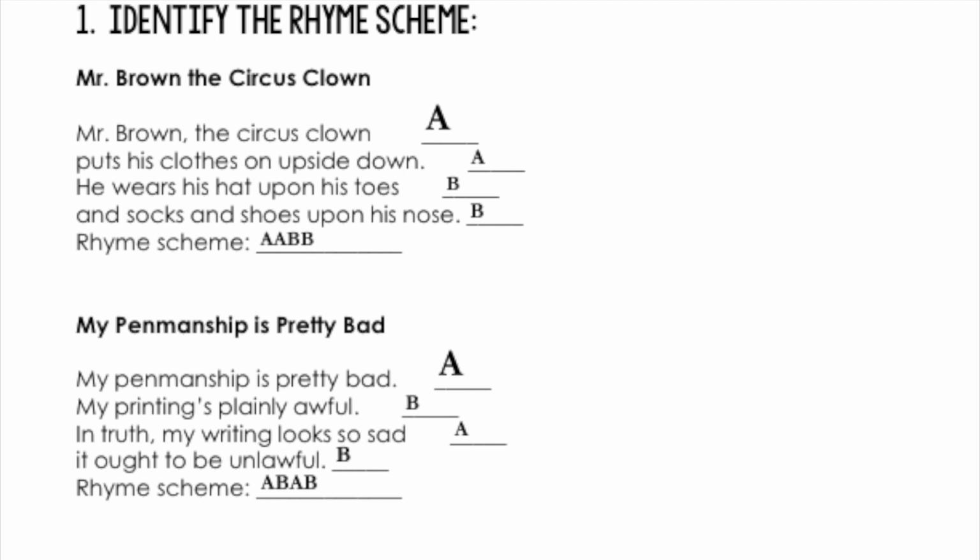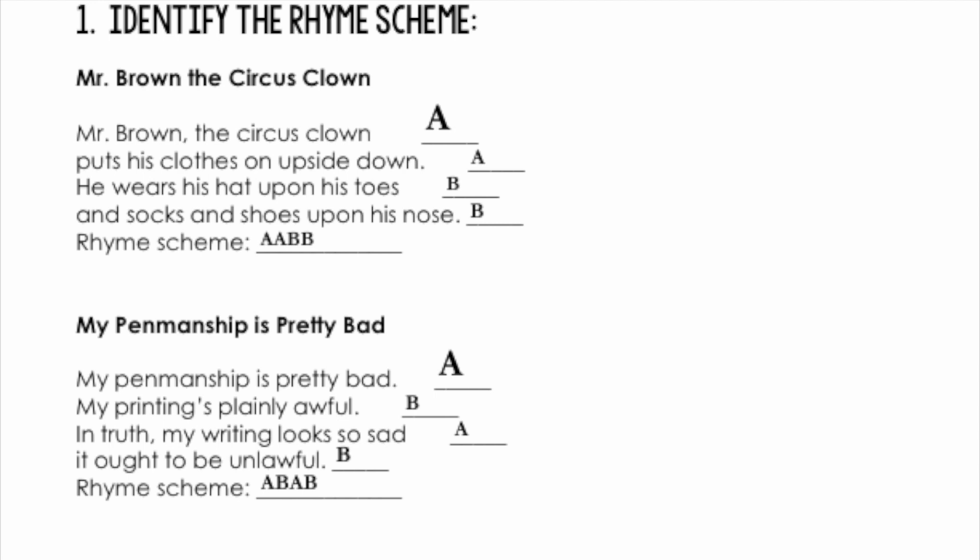So here's some really easy examples. I'm going to assign a letter for each ending rhyme sound. So in Mr. Brown the Circus Clown, the first line says, Mr. Brown the Circus Clown puts his clothes on upside down. Now, clown and down, both those end lines rhyme, so they have the same letter, which is A. He wears his hat upon his toes and socks and shoes upon his nose. So toes and nose rhyme. Toes is different than clown and down, it has a different end sound, so it's going to be a new letter. The next letter in line is B, obviously. So the rhyme scheme is A A B B.